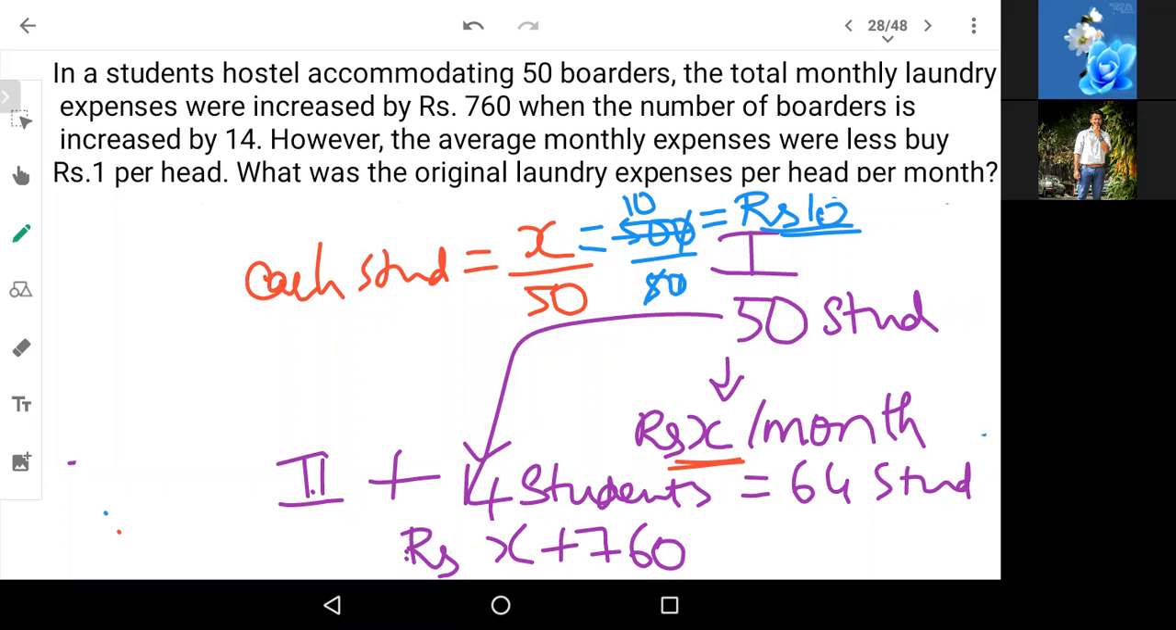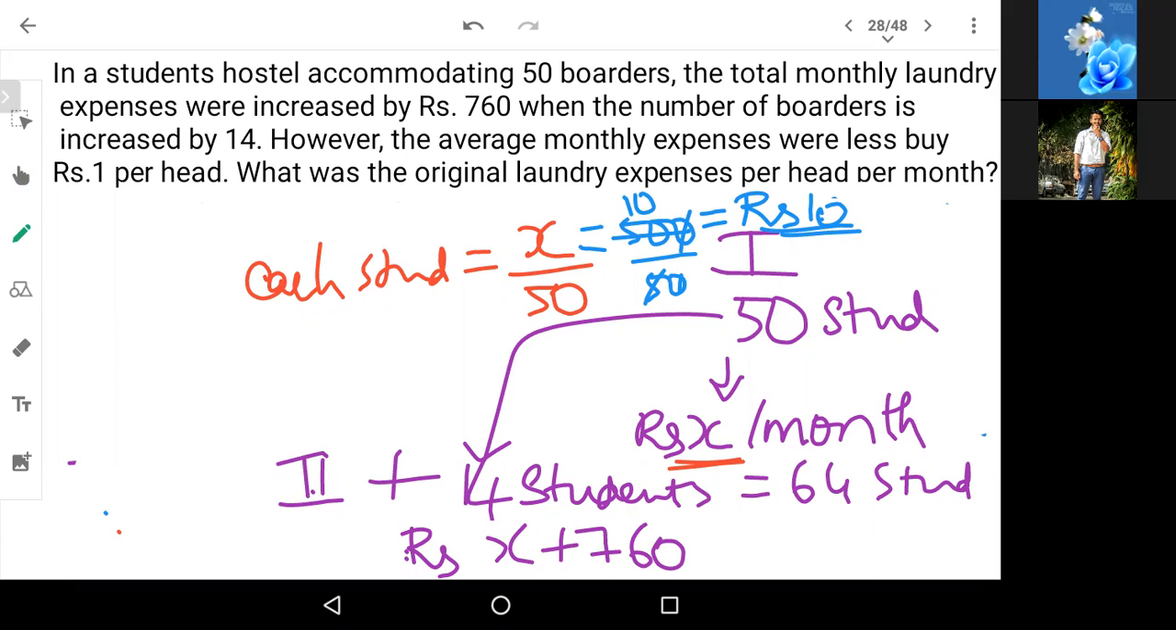Similarly, instead of taking 500, I've taken it as X, and I am writing it as X by 50. Now, what we are trying to do here is, if there were 50 students, the price was 10 rupees. Now, the number of students have increased to 64.